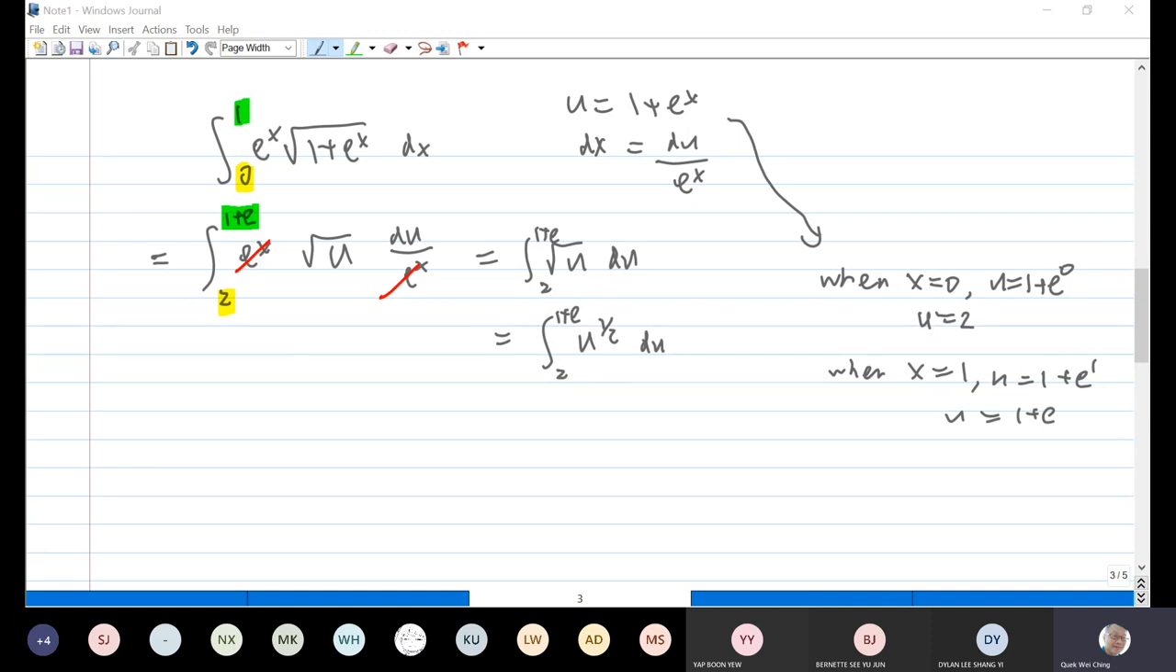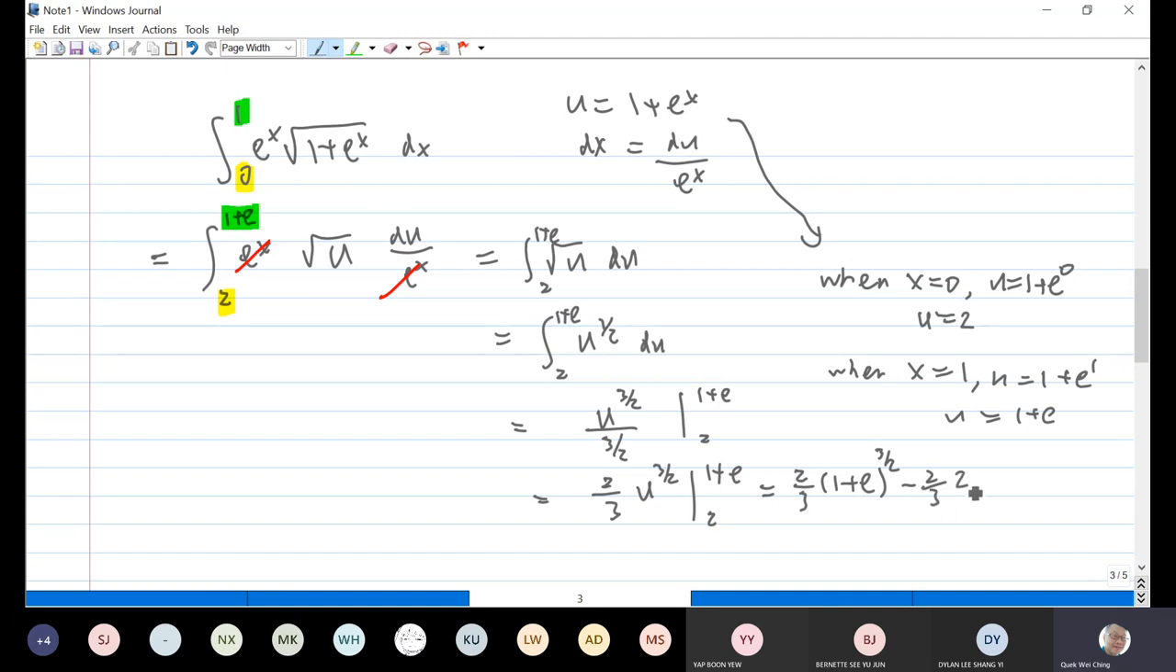So integrate this using the power rule. This becomes u to the power of half plus 1, which is 3 over 2, divided by 3 over 2. Then the limits are 2 to 1 plus e. Simplify this first: 2 over 3, u power 3 over 2, from 2 to 1 plus e. So put 1 plus e inside: 2 third, 1 plus e to the power 3 over 2, minus 2 third, 2 power 3 over 2.